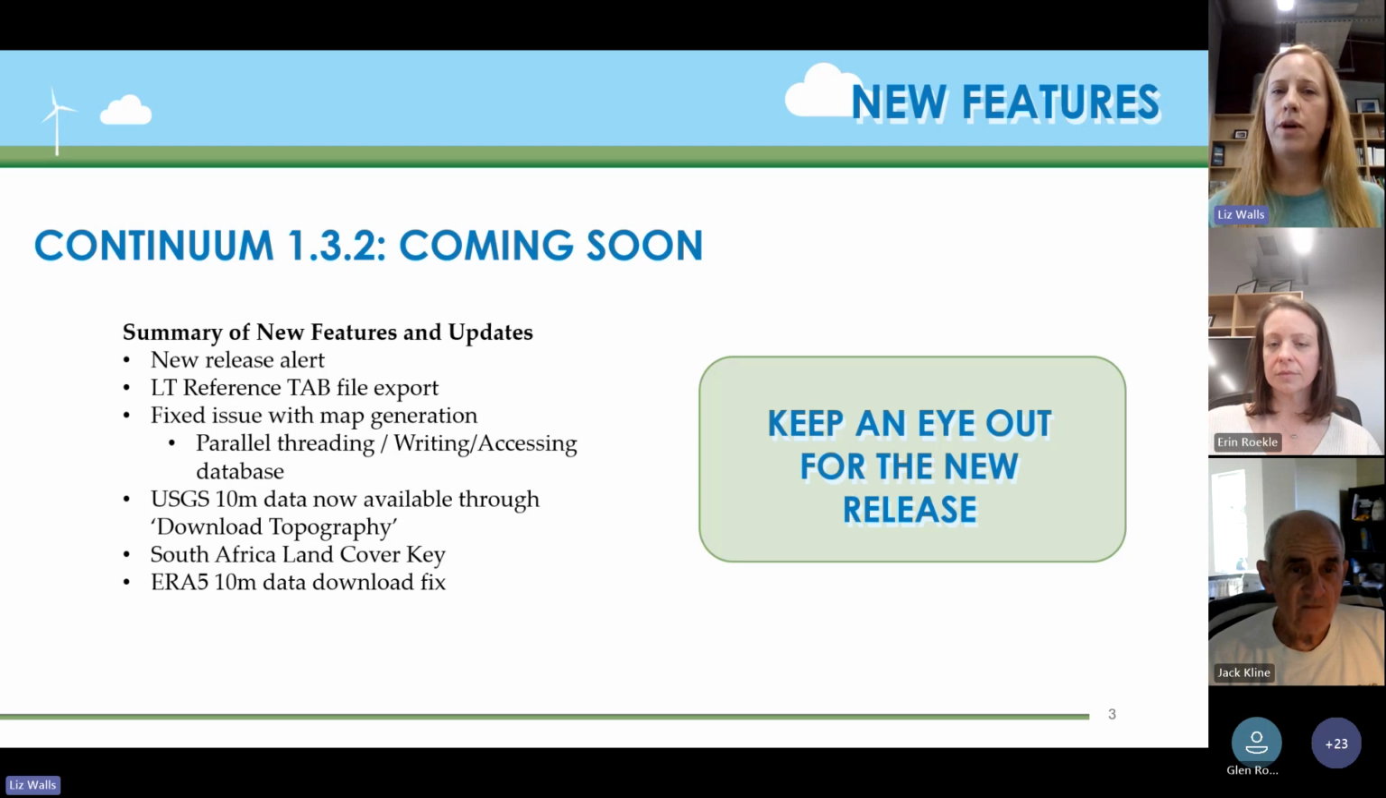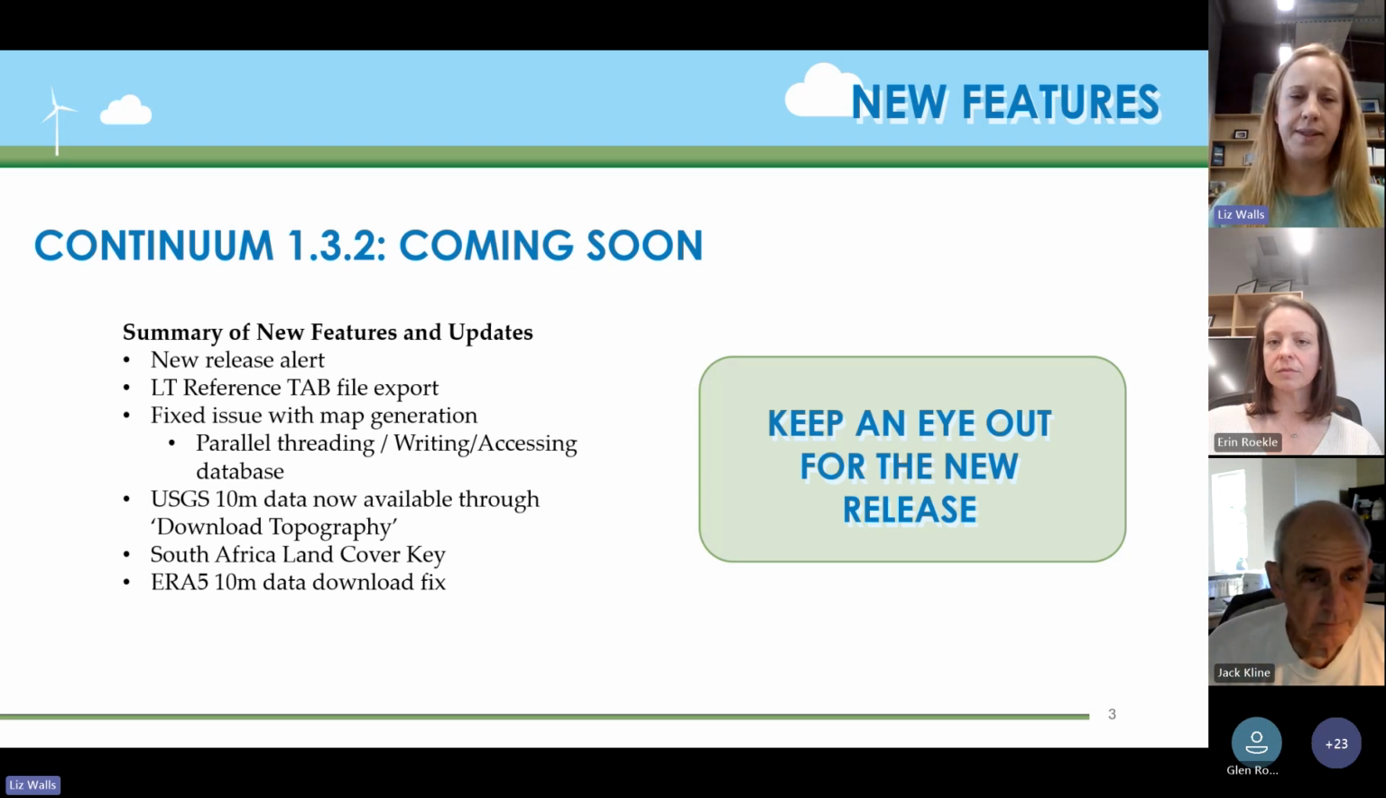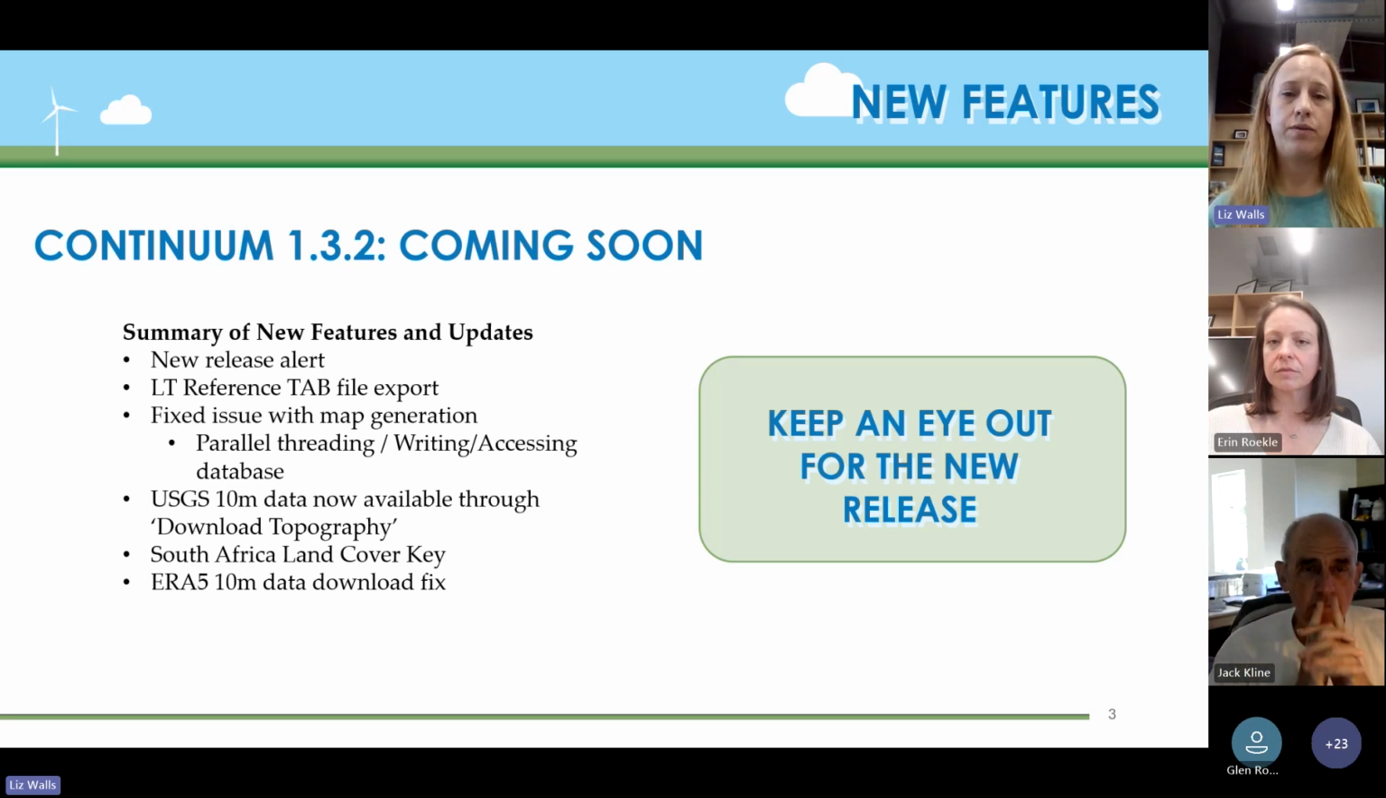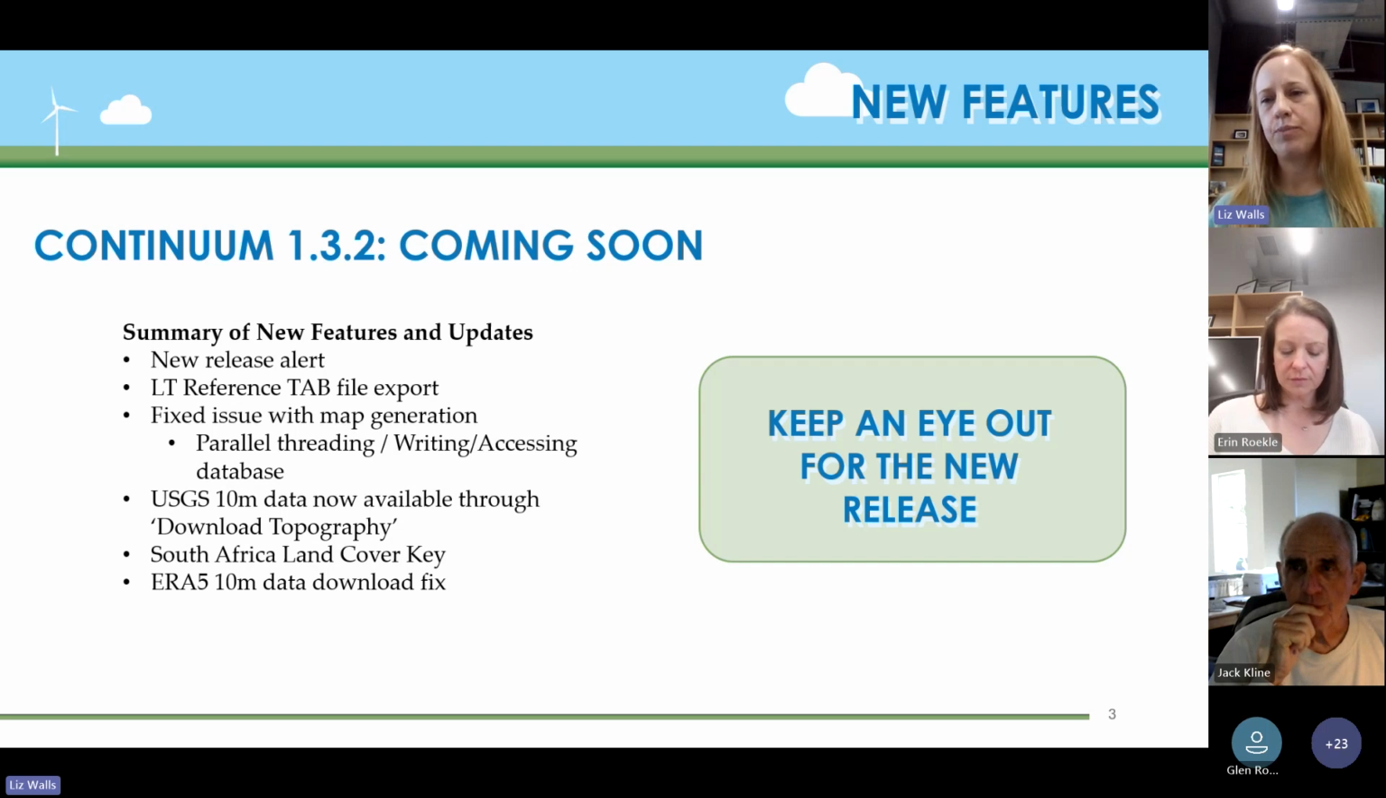So finer resolution topography data, just available in the US, but wanted to mention that is also now available. And then lastly, we're incorporating a new built-in land cover key. A land cover key is what is used to convert land cover types into surface roughness and displacement heights, which are used in the wind flow model.